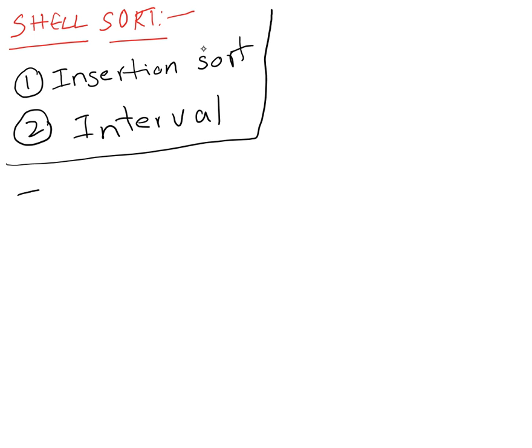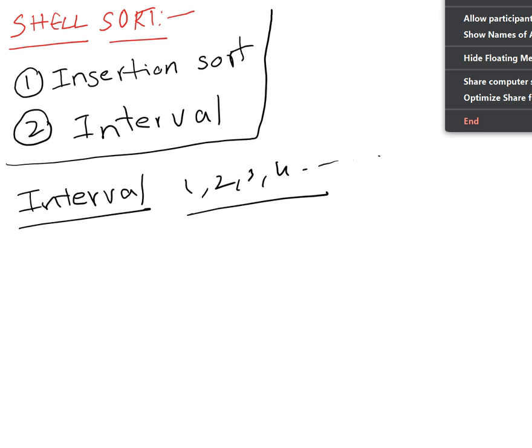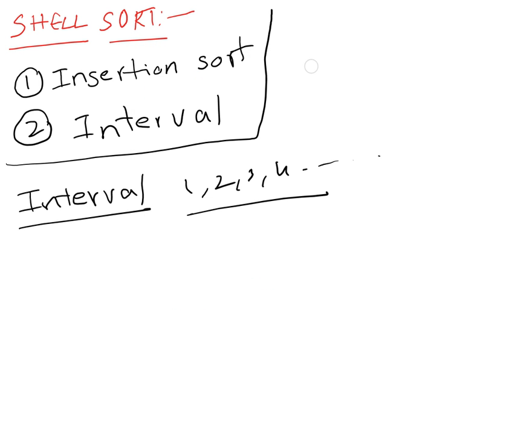First, we will see what is interval. Interval may be 1 or 2 or 3 or 4, and so on. Insertion sort means, as we have seen, it will insert the element wherever it is required. It will compare with the element and it will insert. Compare, insert, compare, insert. Okay? So now let me work with an example and try to understand how shell sort will work.